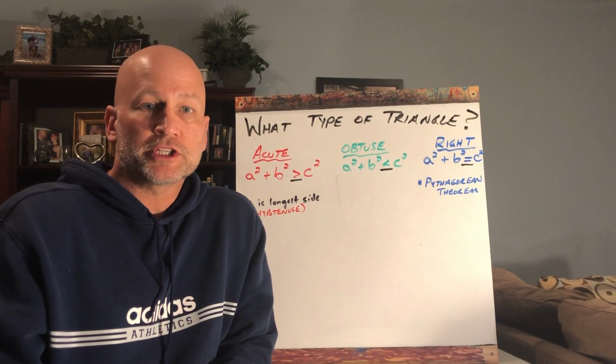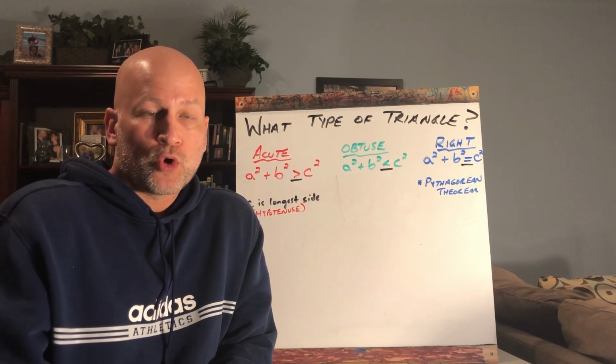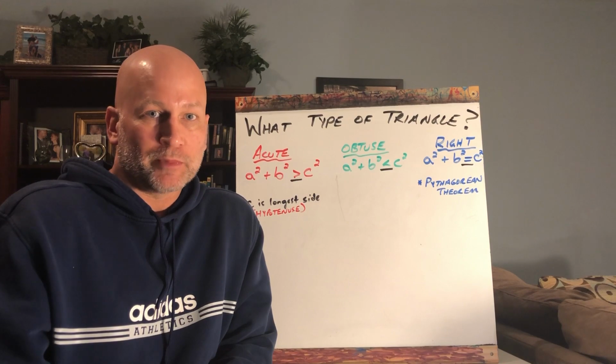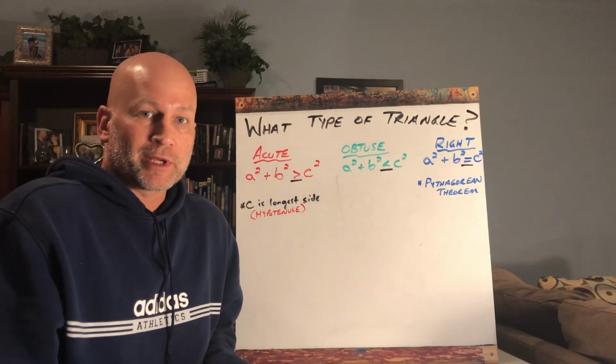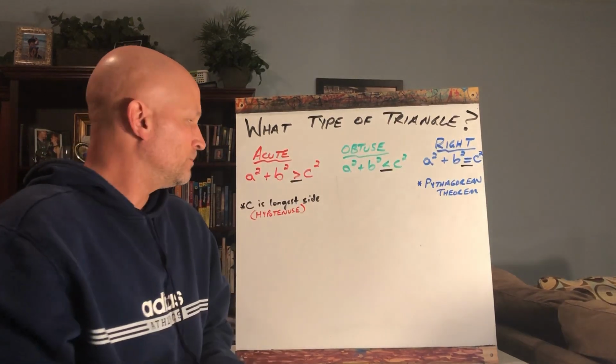In this video, we're going to continue talking about triangles. Specifically, we are going to determine what type of triangle is formed if we have three sides that will make up a triangle. So to begin, we've got three types of triangles that we're going to be looking at: acute, obtuse, and a right triangle.